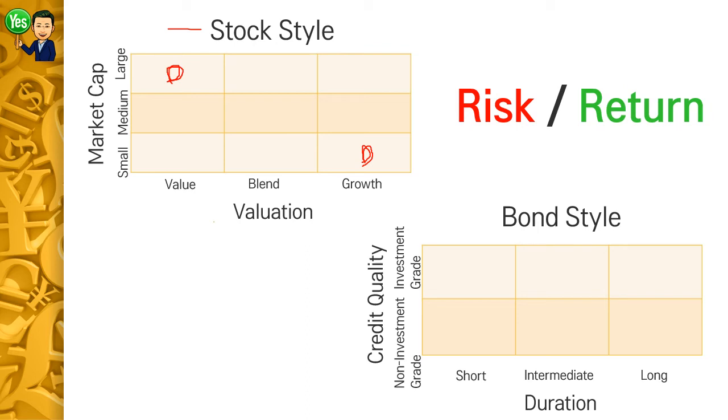In the bond world, high risk means going long, right? And when you go to non-investment grade, it's more risky. When you think about a safer return, it should be short and investment grade, like a very short-term U.S. bond. So that's how we can talk about bond style.